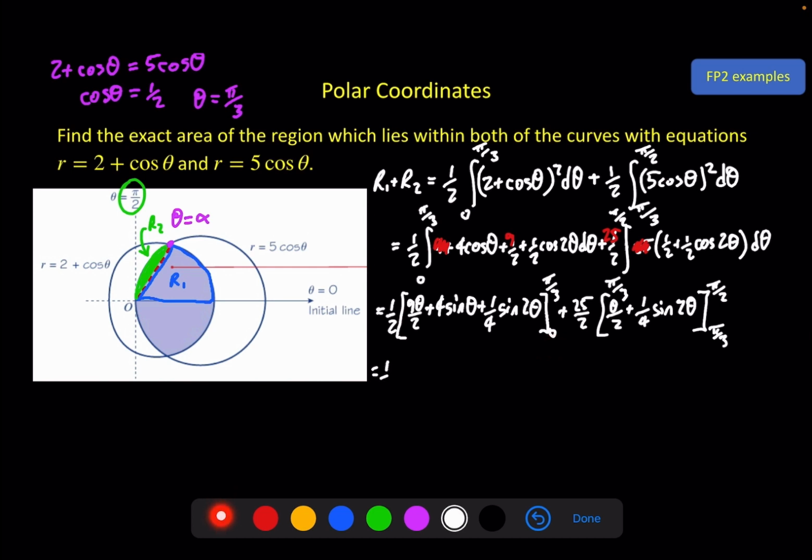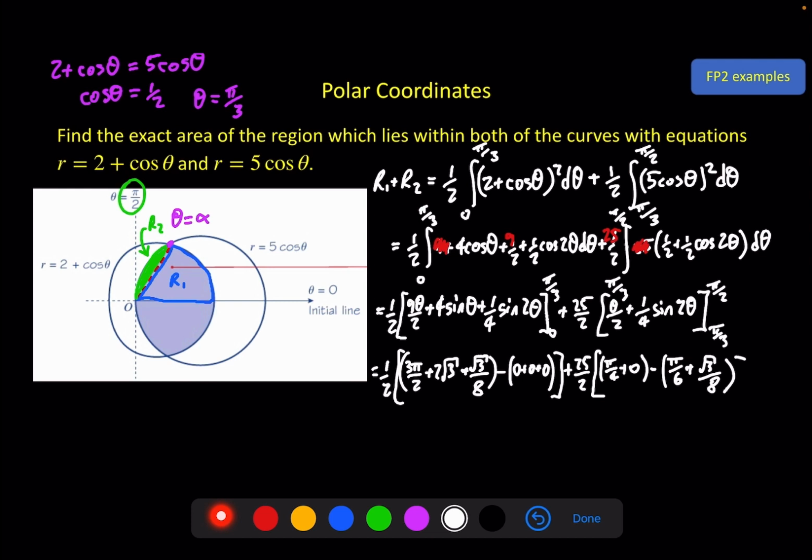So all of that will give us a half, 3 pi by 2 plus 2 root 3 plus root 3 over 8, minus 0 plus 0 plus 0, plus 25 over 2 times pi by 4 plus 0 minus pi by 6 plus another root 3 over 8. And if you go through the process and tidy all of that up, you get 43 pi by 24 minus a root 3 over 2.